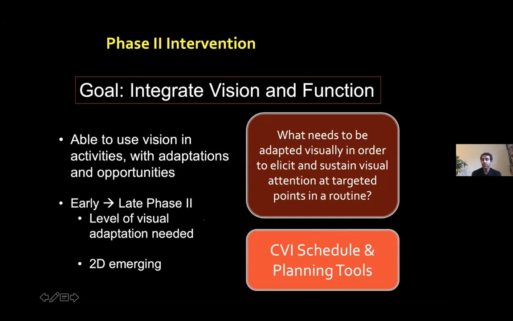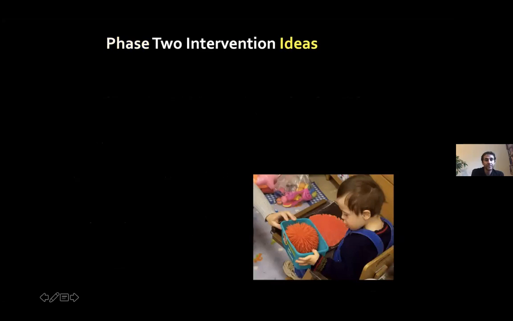And we'll look at some of the tools that we use to be able to do that. Some of the planning tools that we use as a team in order to develop a program for intervention for kids in phase 2. Some ideas for phase 2 intervention: sometimes just containing an object in a box or in a smaller array on a tray, on a table in front of a student, as opposed to having it out in the open, is enough for them to be able to look at that object.